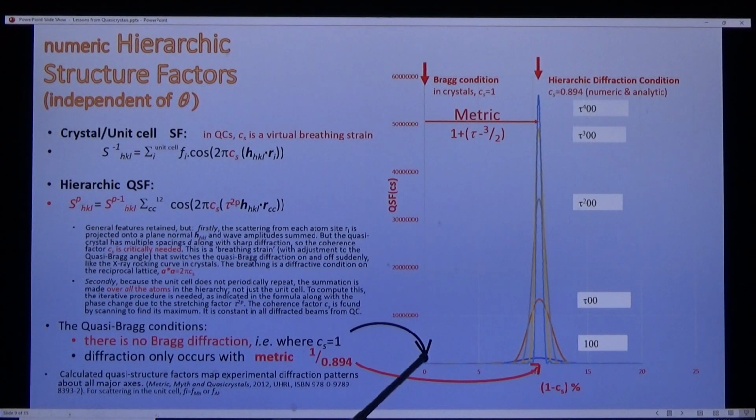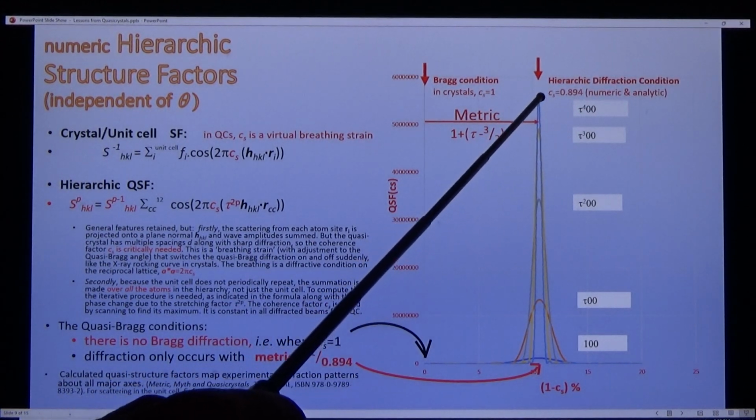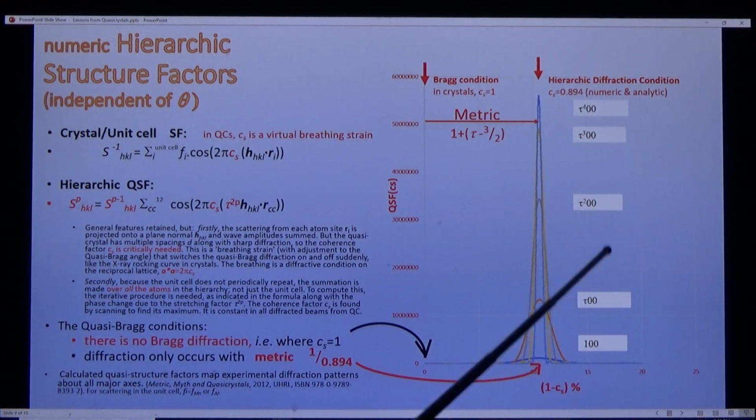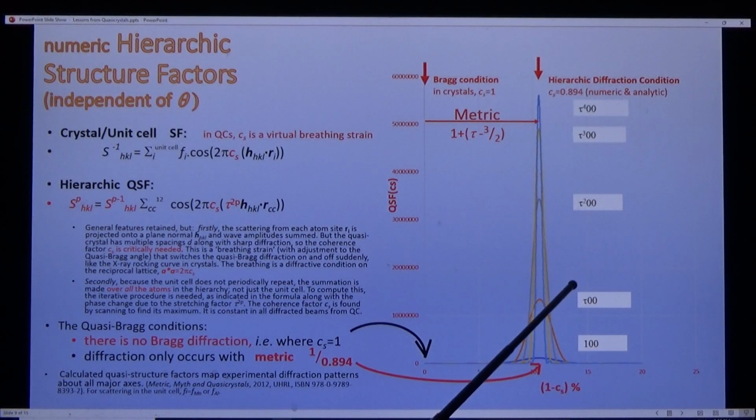So what's the result? There's no Bragg diffraction. If there were Bragg diffraction, it would occur on the ordinate axis. But when we scan CS away from the Bragg condition, the quasi-Bragg peak pops up on the quasi-Bragg condition. And the first surprise, it pops up at the same position for these four beams we started with. And a much greater surprise, it pops up at the same position for all the beams in the original data in 3 dimensions. It's a universal number, so we call it the metric.